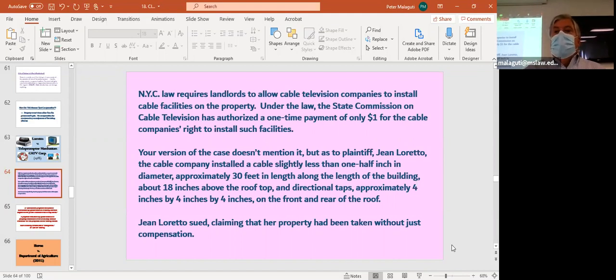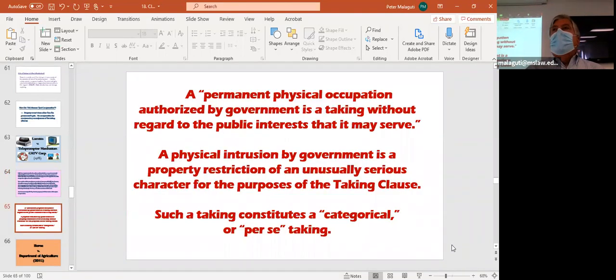And you know, the defense to this is, are you kidding me? This is such a minimal intrusion that first of all, you're not going to get much compensation. And second of all, it's not even a taking. It's such a minimal intrusion. Well, the court says, no, it's not, okay?